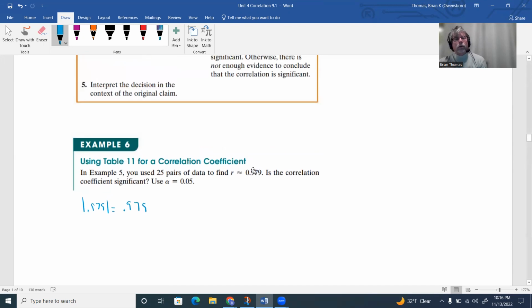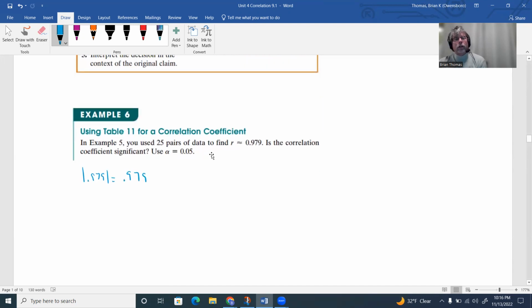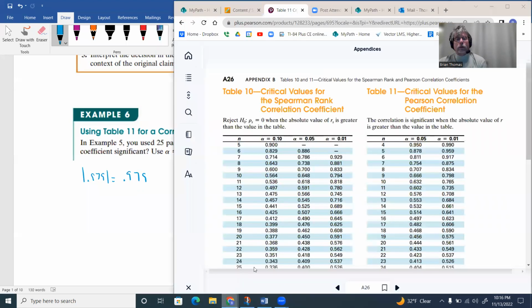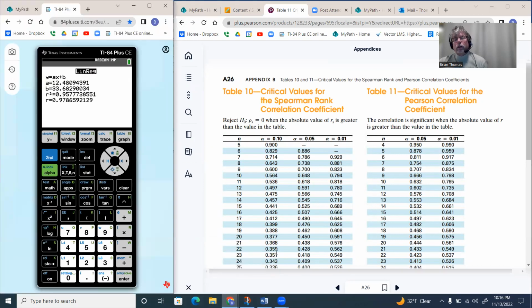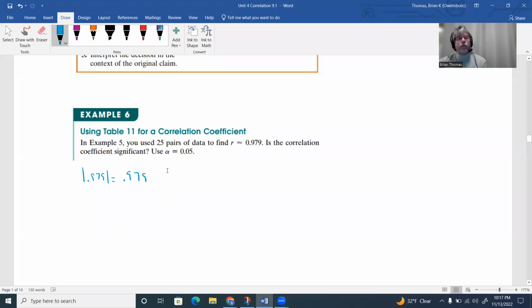To find rho, we have to use table 11. Alpha is going to be 0.05 and n is 25. That's about all we have here. Let's see if we can find this rho. Table 11 is over here. Notice that we need to know what n is and what alpha is. In our problem, alpha was 0.05, and we have this 25 here. Remember, alpha is the level of significance.